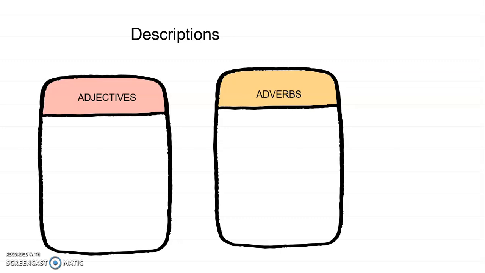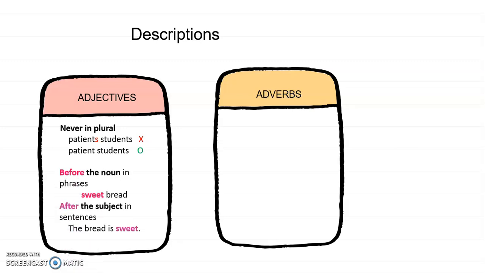Descriptions. Adverbs and adjectives are descriptions. Adjectives never go in plural in English. They usually go before the noun in phrases, sweet bread, and after the subject in sentences, the bread is sweet.